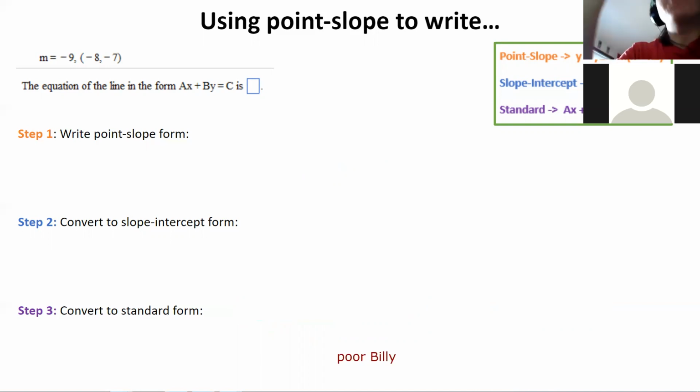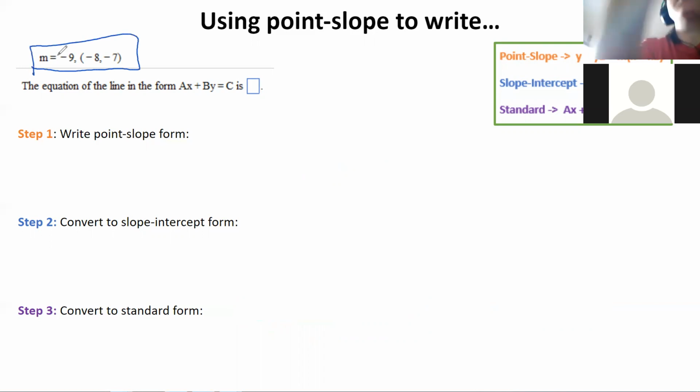So first thing is we want to put this into point slope form because that's going to help us get to standard form, where x and y are on the same side. So here's our point slope form. We have y minus, then the equals.